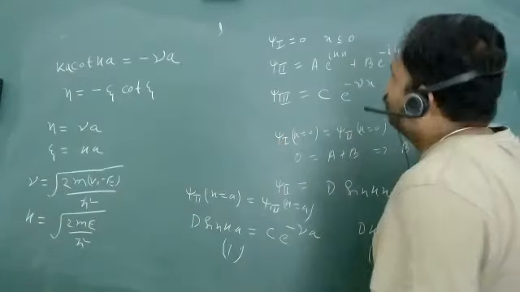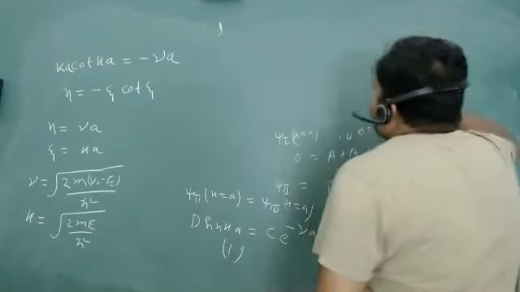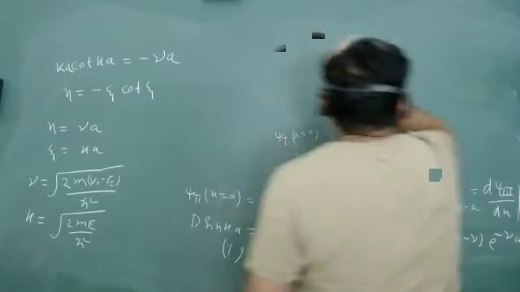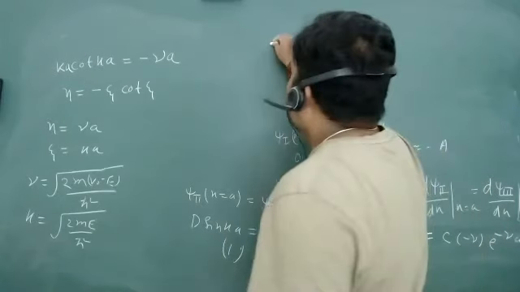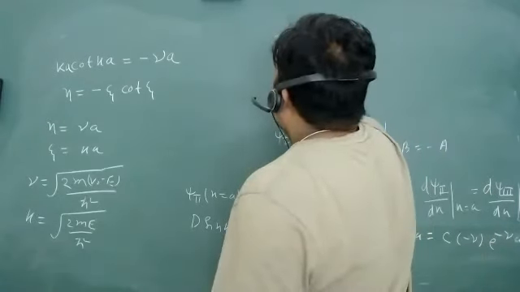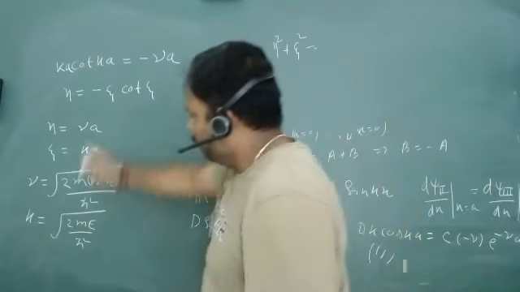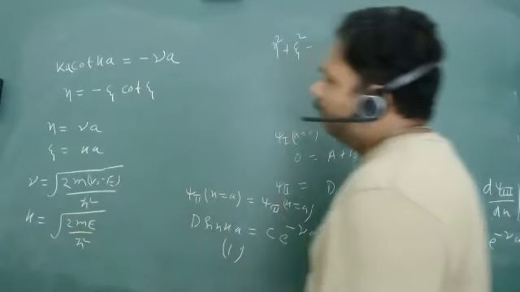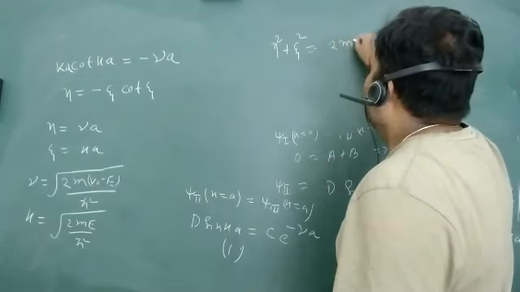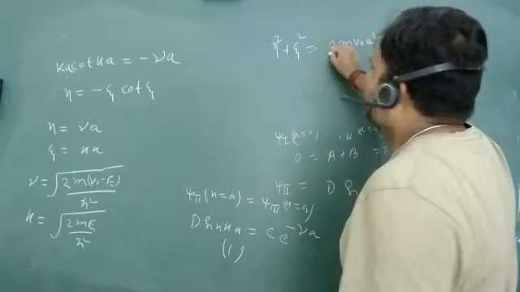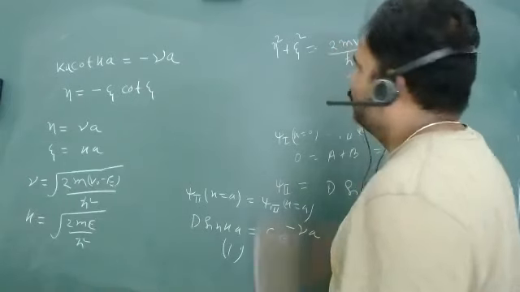What should be the next step? Just find eta square plus xi square. You can just multiply it, and when you do, you will get this value: 2m v naught a square upon h cut square, isn't it?